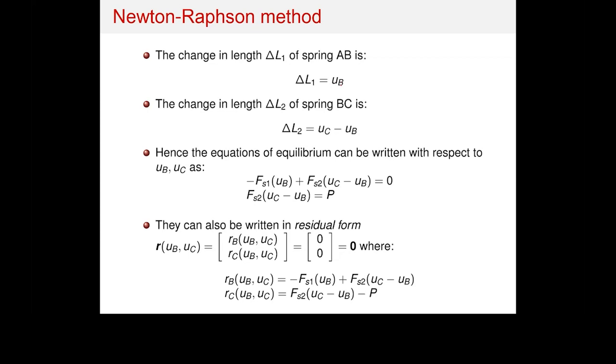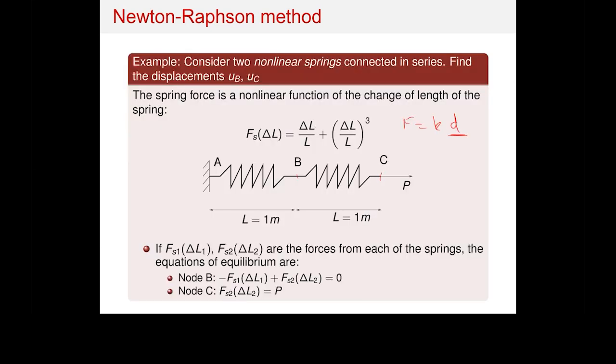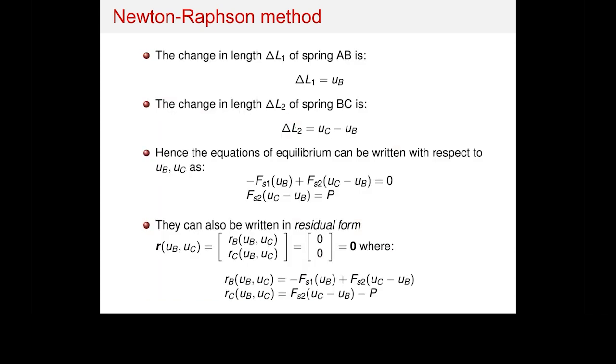And the displacement in the first spring is UB. The displacement in the second spring is UC minus UB. So the displacement here is UB, because this is 0 displacement, and the displacement at this end is the displacement at this end minus the displacement coming from the other end. So this is the displacement you have in the second spring. You find a residual function. So the residual function is basically this one, and this one you have 0, whereas in the second case you have P, so you subtract P. So these are the 2 residual functions you have.